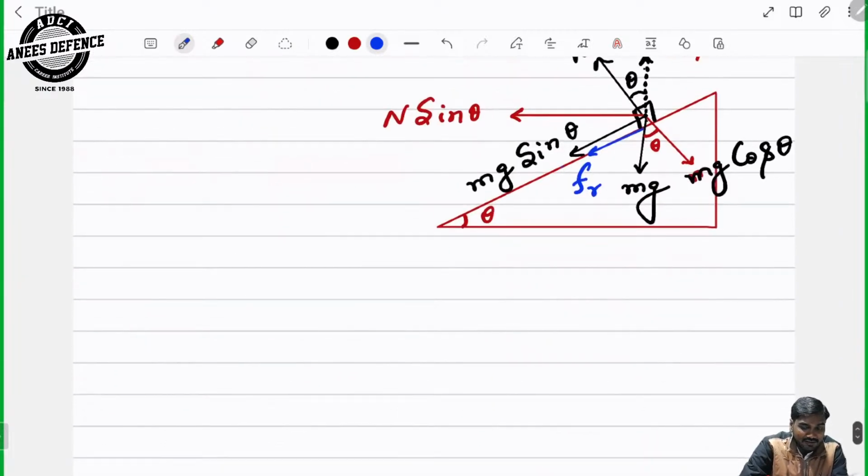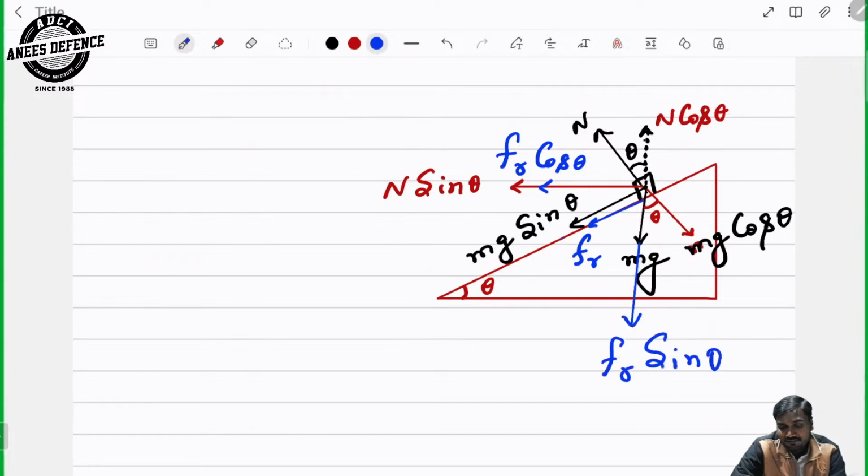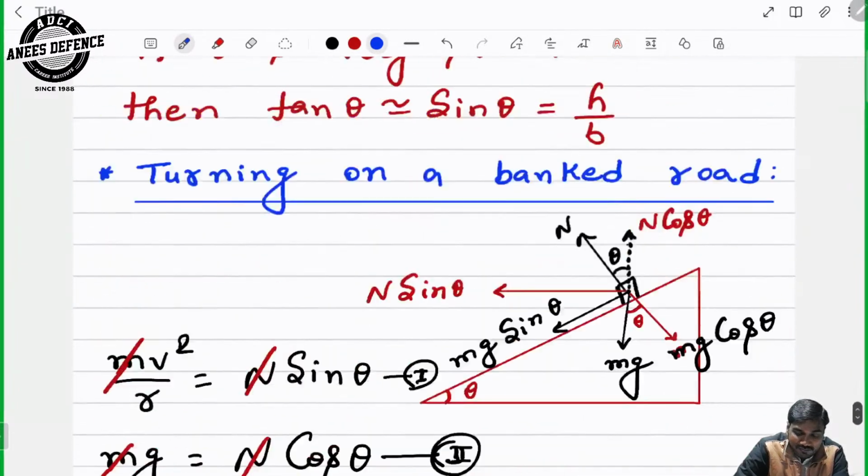Because this is a horizontal line and this is also a horizontal line, the angle is theta. So take the components of the friction force. One component is Fr cos theta, and the other component is vertically downward, Fr sin theta. Yes or no? So now the centripetal force has increased. Previously the centripetal force was n sin theta.